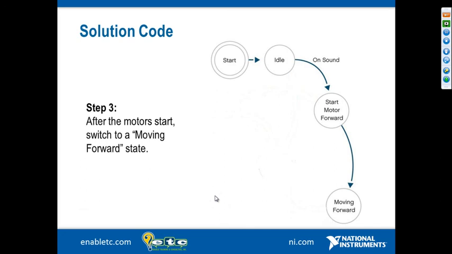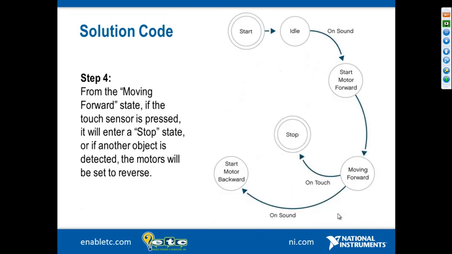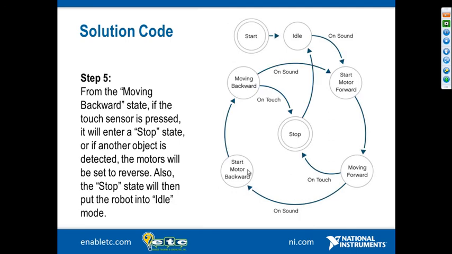So notice that there's no words on the transition arrow from the start motor forward. It just automatically and immediately transitions from start motor forward to moving forward. But from the moving forward state, this is where we have two transitions. One, if there's a touch sensor pressed, it's going to go to the stop state. And two, if the sonar detects something, it's going to start motor backward. Then finally, we complete the diagram by finishing off the states and the transitions from motor backward.